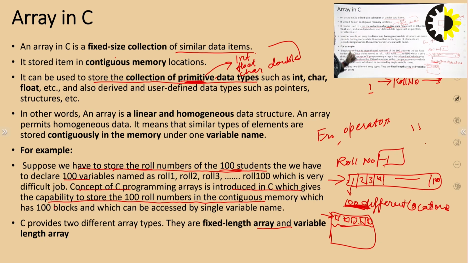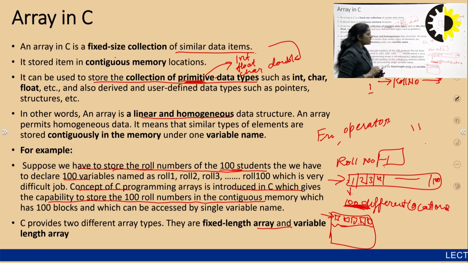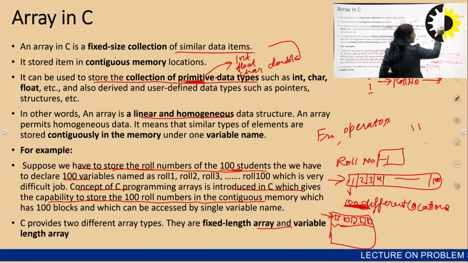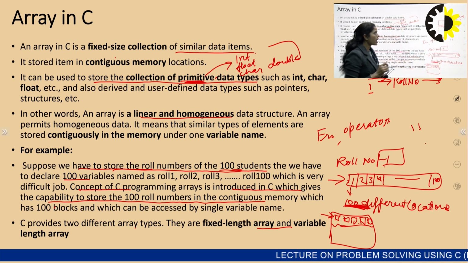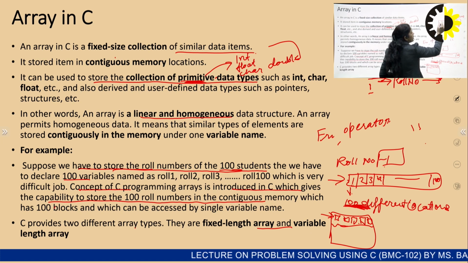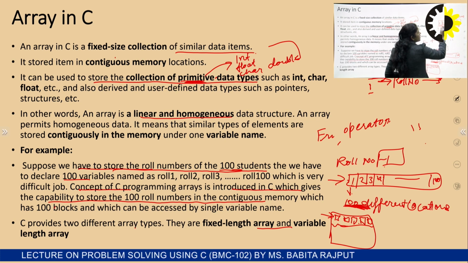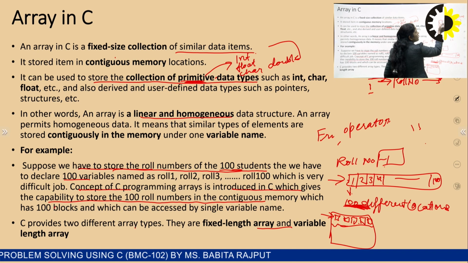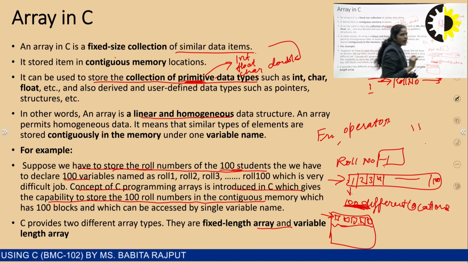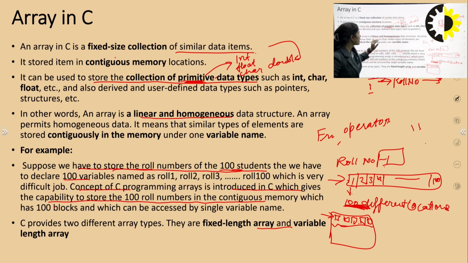Next, array is linear and homogeneous. How can we understand this particular point? As you see here, all the data items used in array are stored one by one, like roll number 1, roll number 2, roll number 3, 4, 5, 6. So what are we doing here? We are storing one after the other, right? So this is the linear storing manner, and we say it is a sequential manner, right? So whenever you store the data in the array, you always follow the fashion of linear and homogeneous.